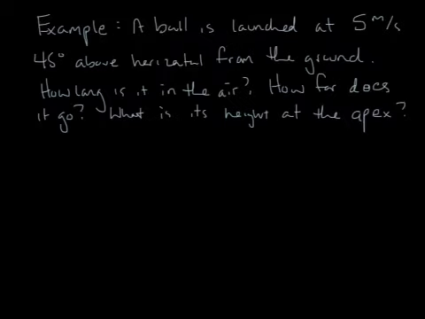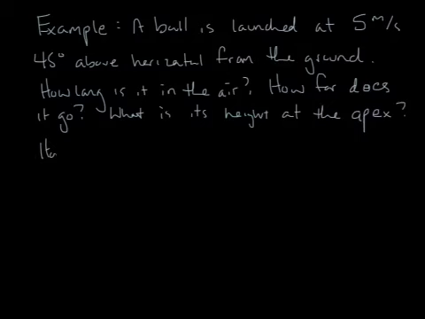Alright, so for this example problem, we have a ball that's launched at 5 meters per second, 45 degrees above the horizontal, and it's launched from the ground. And then it lands back on the ground, and we want to know how long is it in the air, how far does it go while it's in the air, and what is the maximum height that it reaches, or the height at the apex.